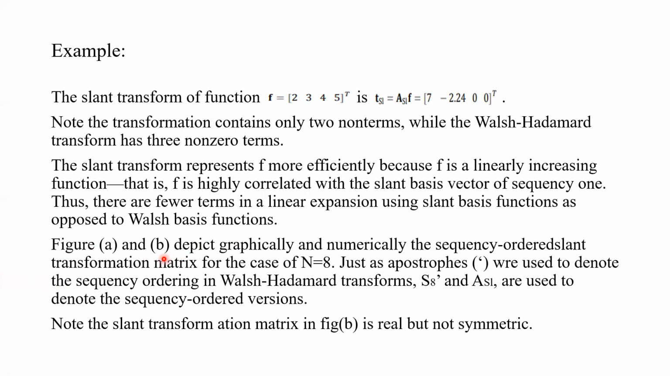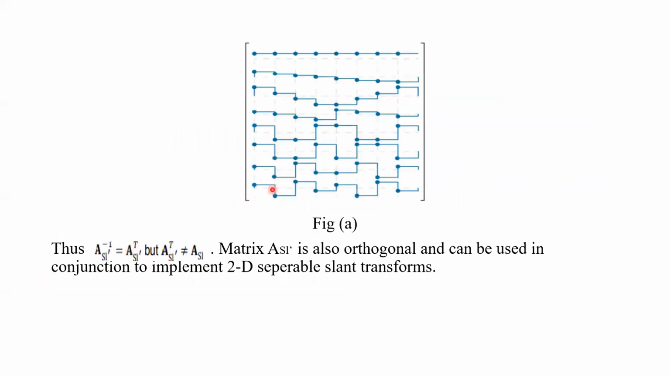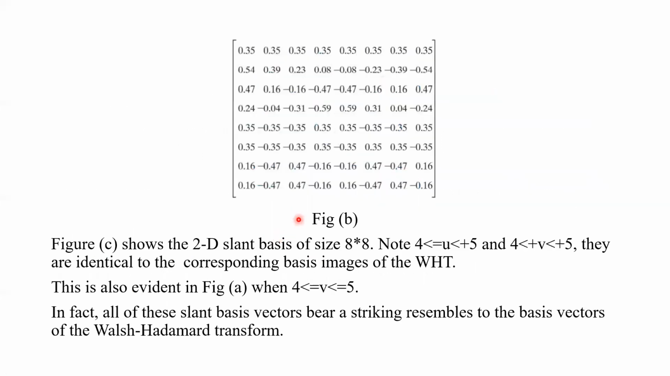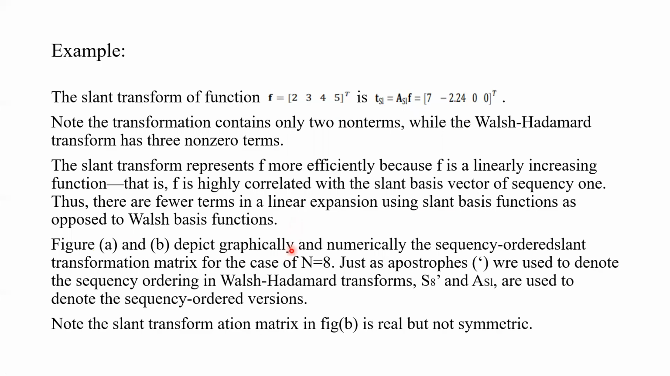In this figure, A and B depict graphically and numerically the sequency ordered slant transformation matrix for the case of n equal to 8. Just as primes were used to denote the sequency ordered Walsh and Hadamard transforms, S8 and A slant are used to denote the sequency ordered versions. Note the slant transformation matrix in figure B is real but not symmetric.